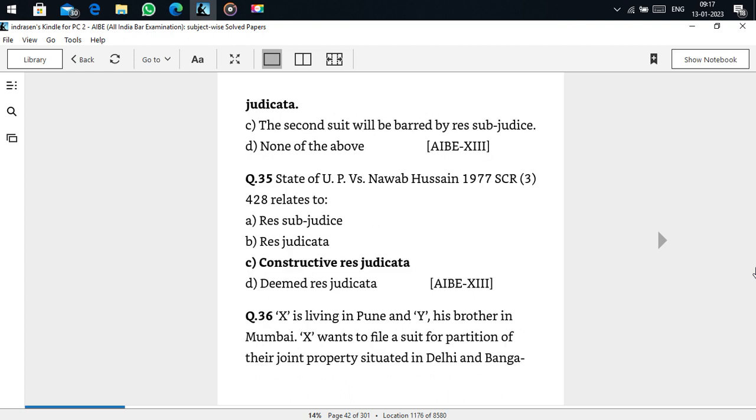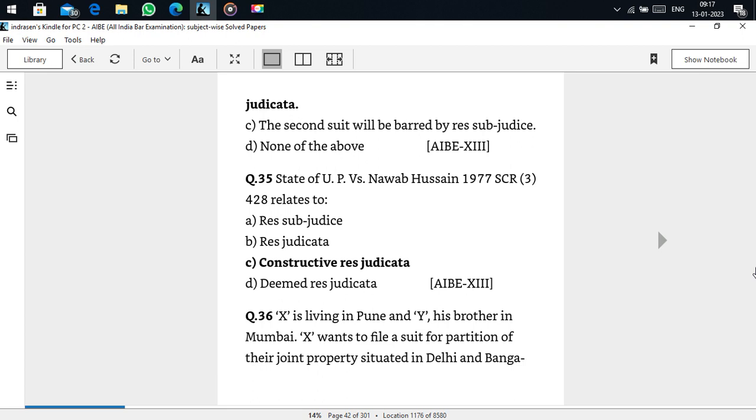State of UP versus Nawab Hussain. These are some important cases. They may also refer to a particular type of topic. So, with respect to constructive res judicata, the case is State of UP versus Nawab Hussain. We just need to remember this.